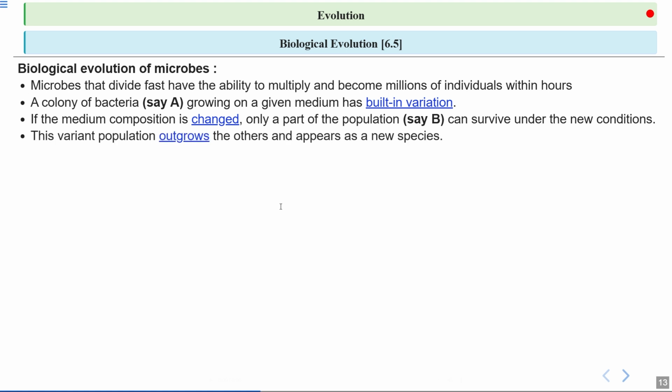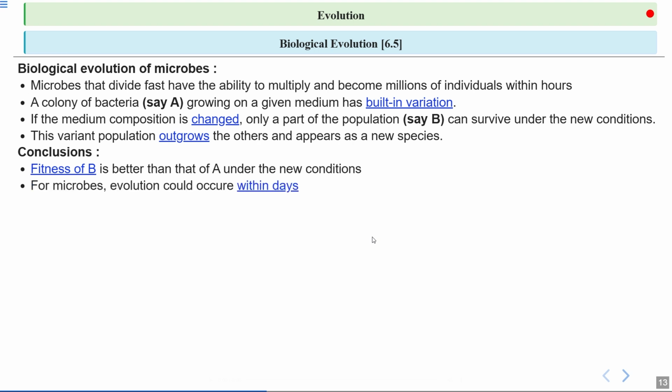Now this variant population outgrows the other and appears as a new species. So the appearance of the new species is because of the variations which were present in the original population. These variations helped these individuals to survive the change in the environment, to adapt to it. So what is the conclusion? Fitness of B is better than A under new conditions. This is very important to write: under new conditions.